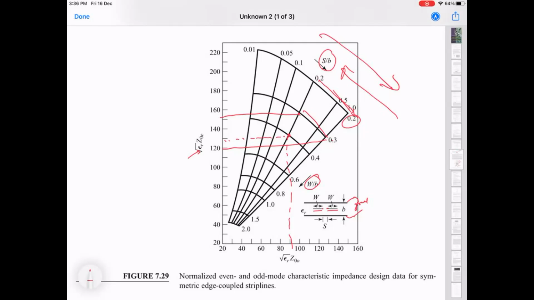As you bring them closer, odd mode goes down and even mode goes up. And later on, you will see that for some section, they have to satisfy some overall property that Z naught, the odd mode, even mode, and the original characteristic impedance, they have to share a relationship. They cannot be completely arbitrarily different from each other.